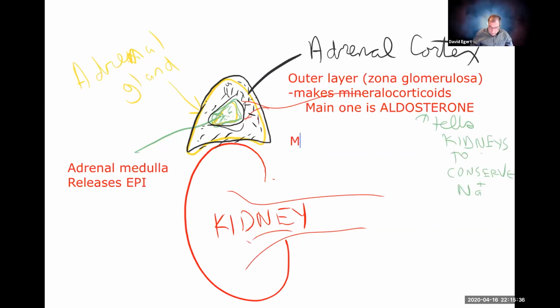The middle layer, which is called the zona fasciculata. I think that's what it is. Because fascicles are like little bundles, so it's kind of more elongated looking, but again, you're not going to have to recognize it. This makes these hormones that we call the glucocorticoids.